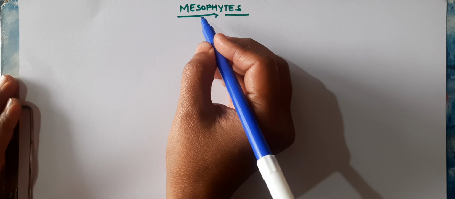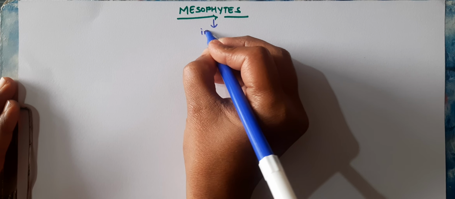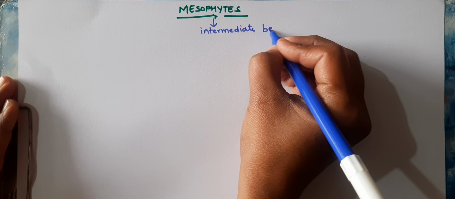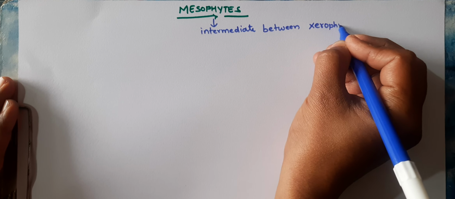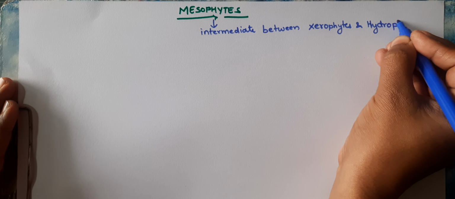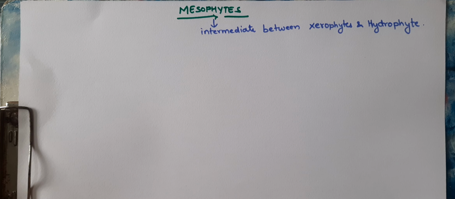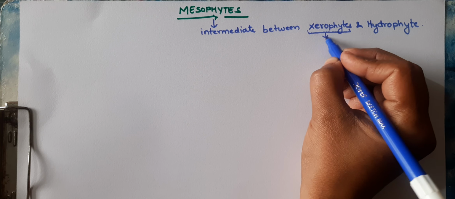Okay. So mesophytes are the plants that are intermediate between xerophytes and hydrophytes. I made separate videos on the xerophytes and the hydrophytes, and I have discussed the adaptive features of these plants there, but in this video I will cover it in a short way. Xerophytes are the plants that are growing in the xeric condition.